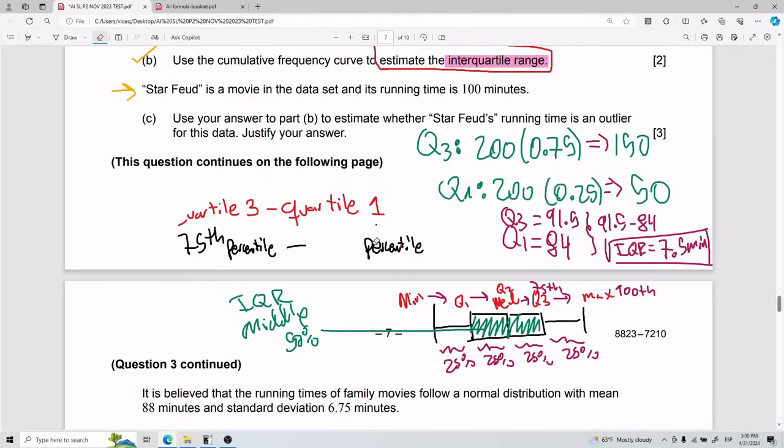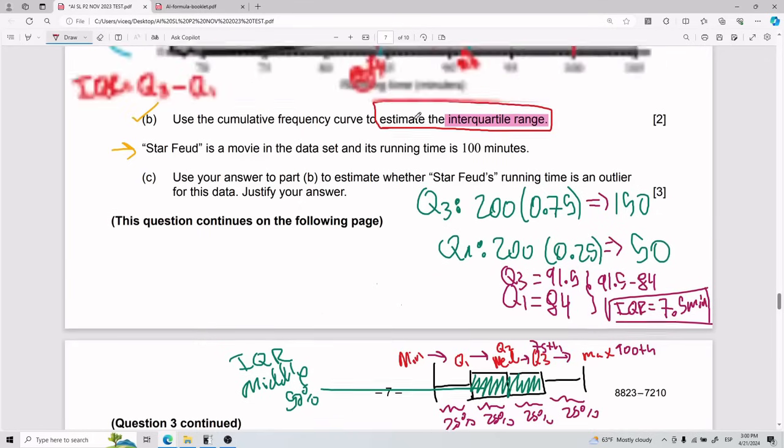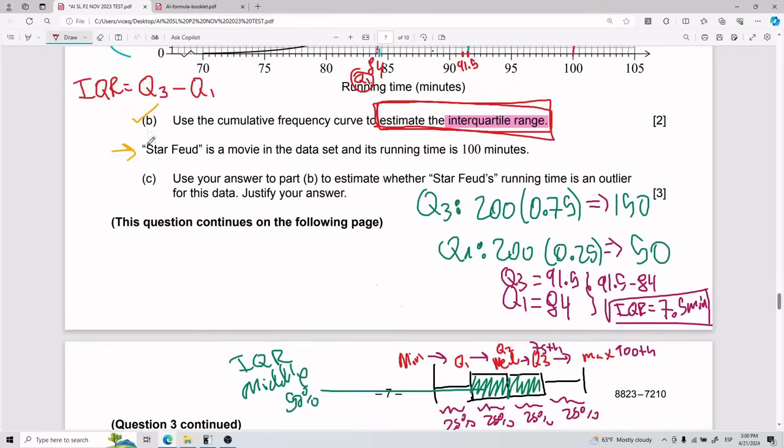Now, part of this has to do with part B. So part B, we needed to use the interquartile range, and part C needs something from part B. It's not always the case, but a lot of times it is. Actually, here it says use your answers from part B. And so, first of all, what is an outlier?